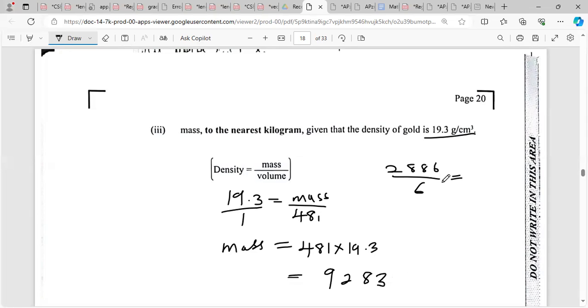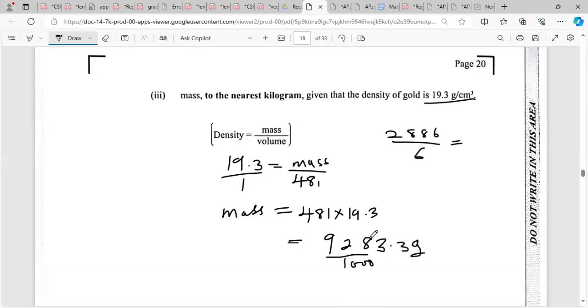But these are grams, right? Basically. So what I'm saying here is kilogram. So kilogram, 1000 gram. So we could divide by 1000, or we have to convert it. So we have 1, 2, 3. So that's 9.2833 kilogram. But they say what? The nearest kilogram, which is 9. So it's 9.